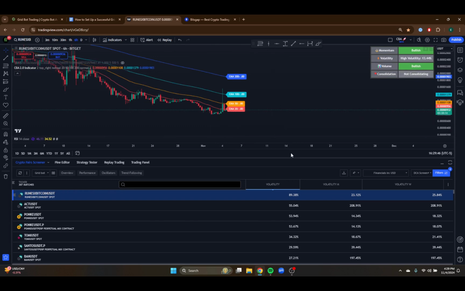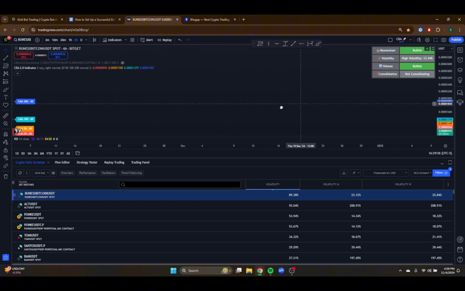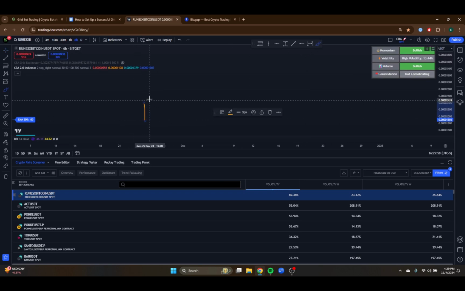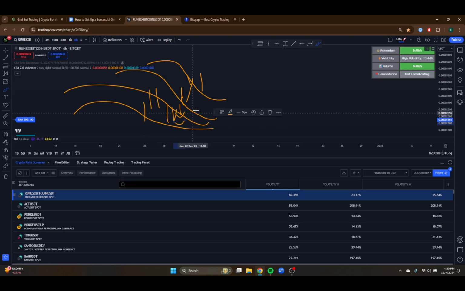So how do I know when something is moving sideways? When the EMAs are close to each other. So let's say, just for reference, guys, this is the price, right? And then these are the EMAs. So the EMAs are close to each other and they are within the price and/or touching the candles. Very important to understand that.